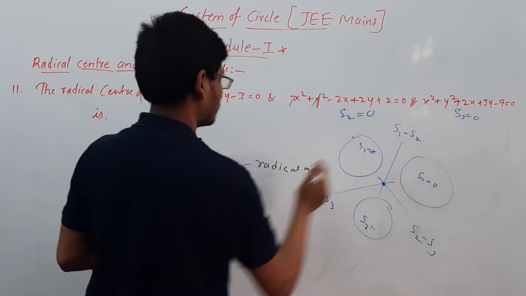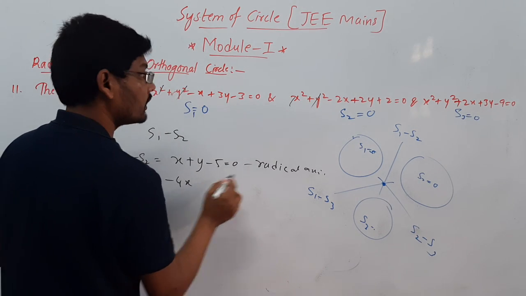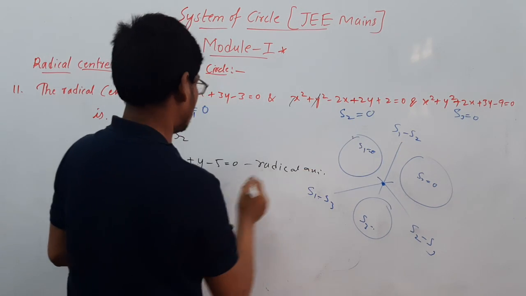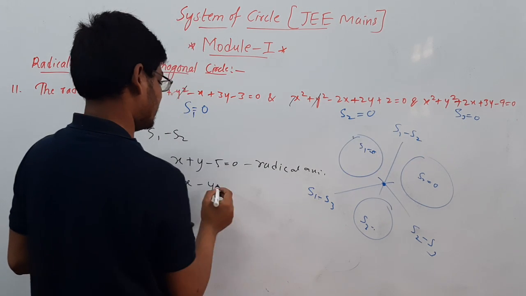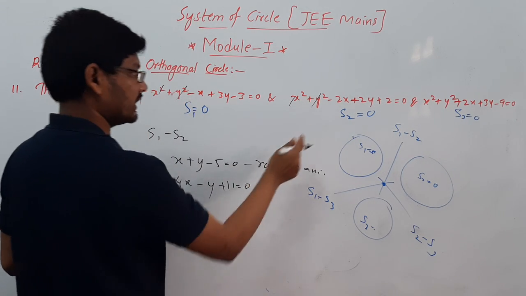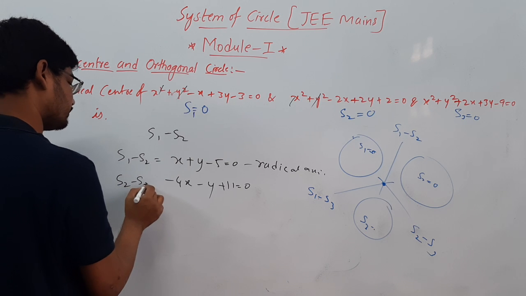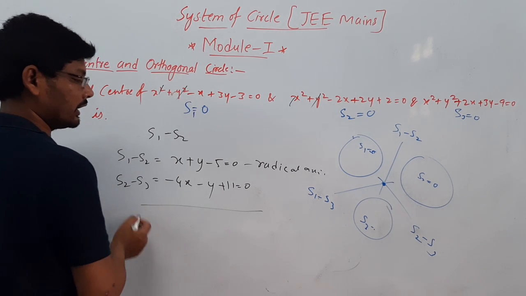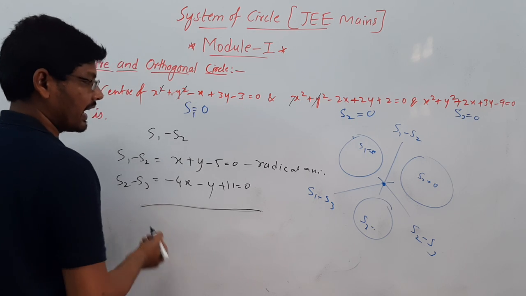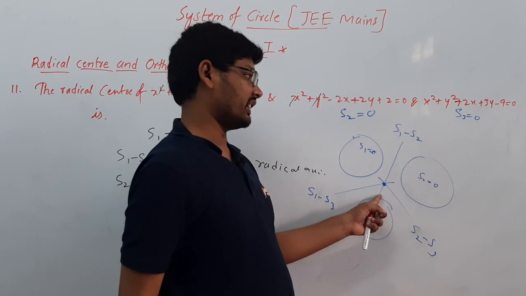Minus 2x minus 4x. Next, 2y minus 3y minus y. Minus into minus becomes plus, that is 11 equal to 0. This is S2 minus S3. So here we got these two values. I am solving these two equations. Radical axes, we will get the point of intersection here.